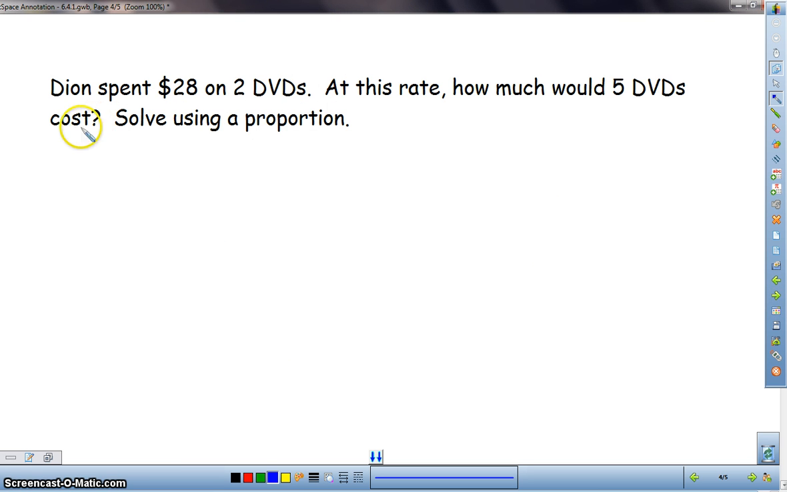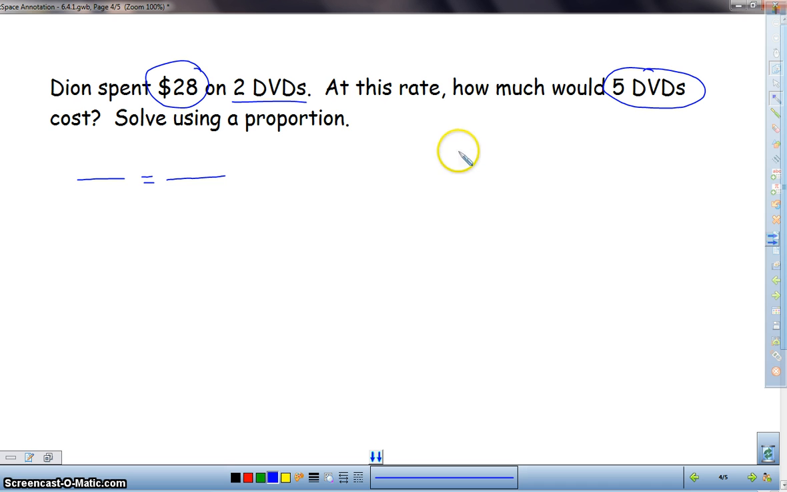All right, and then I'm going to set up my own. So I have a word problem, and I'm going to set up a proportion, meaning I'm going to have two fractions that equal each other in order to solve this particular problem. So Dion spent $28 on 2 DVDs. At this rate, how much would he spend on 5 DVDs? So first of all, I'm going to define the variable. I'm going to say x, and x is going to represent what I'm trying to solve for. How much would it cost? So I'm talking about how much is going to cost. So cost of 5 DVDs.